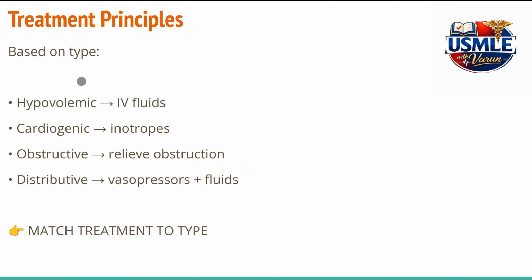Treatment of shock depends on the type of shock. Hypovolemic shock is usually managed with IV fluids and blood transfusion, whereas cardiogenic shock is managed with inotropes. Obstructive shock is managed by relieving the obstruction. For example, whenever there's a case of pulmonary embolism, we try to manage that pulmonary embolism, and this relieves the obstruction and leads to management of the obstructive shock. Whereas in cases of distributive shock, we manage with medications that constrict the blood vessels, and also give fluids along with vasopressors.